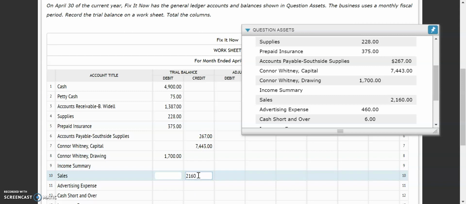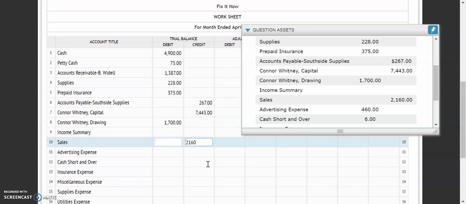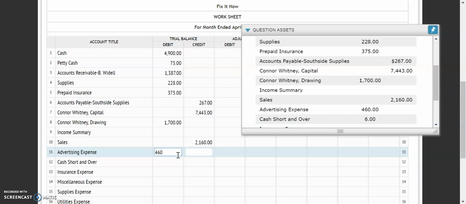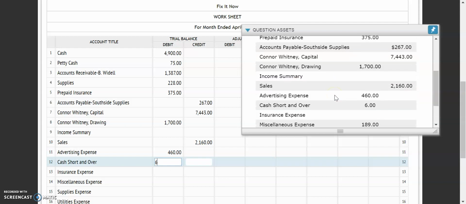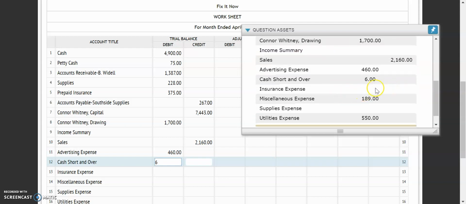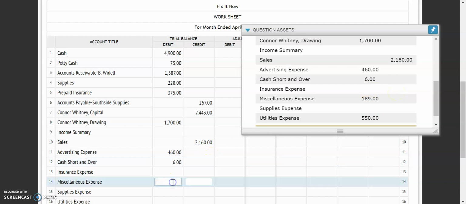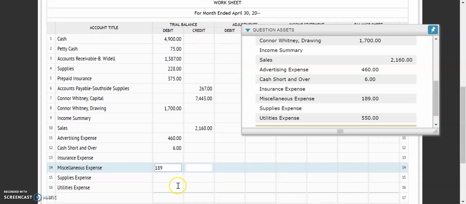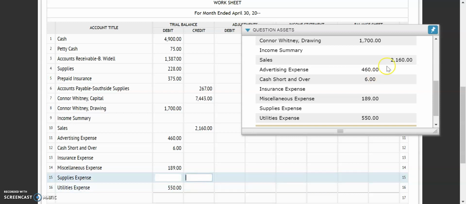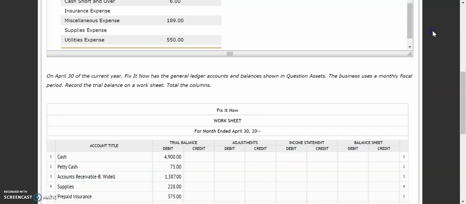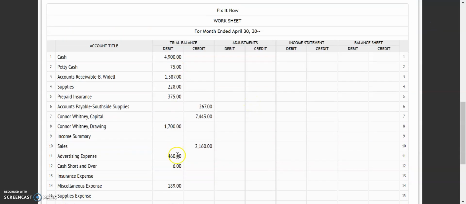Sales has a credit balance of $2,160. Advertising has a debit balance of $460. Cash short and over 6. You will see here that insurance expense does not have a balance right now. That's okay. We just jump on down to miscellaneous, $189 debit. And then same thing with supplies, there's nothing, we leave that blank. Utilities expense has $550. So like I said, it's a pretty easy day today in the fact that all you're doing is copying this information down.